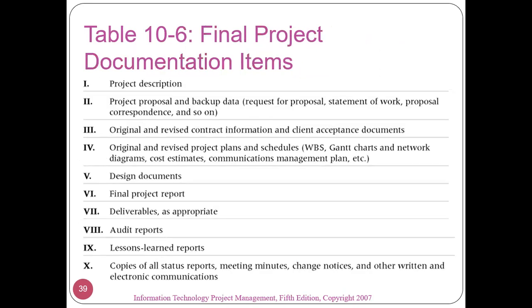So the final project documentation items, now this will be the one we discussed earlier. So as you can see here, we need to have a request for proposal, statement of work, proposal correspondence, and so on. We need to have work breakdown structure, Gantt chart, network diagrams, cost estimate, communication management plan. Design documents, final project reports, deliverables as appropriate, audit report, lessons learned, and copies of all status reports, meeting minutes, change notices, and other written and electronic communications.